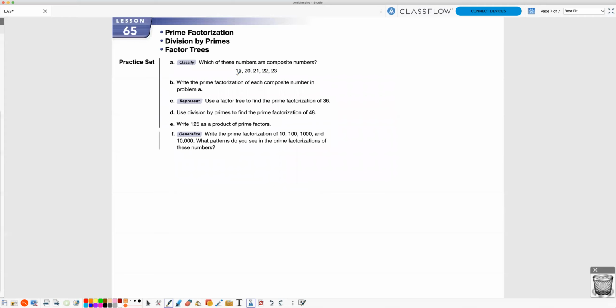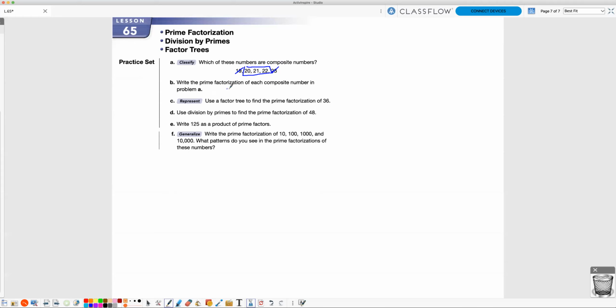All right, which one of these numbers are composite numbers? Go ahead and answer that. Composite numbers are not 19 and 23. The composite numbers here are 20, because you can divide 20 by 1, 2, 4, 5, 10, and 20. 21 is divisible by 1, 3, 7, and 21. And 22 is divisible by 1, 2, 11, and 22. So when you have a composite number, it's divisible by more than 1 and itself.